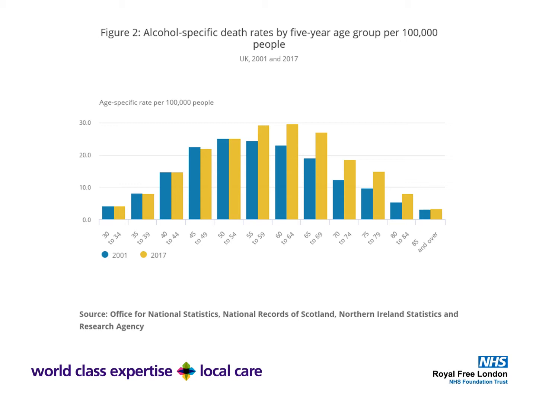When we look at the alcohol-specific death rates, again 2001 and 2017, you can see a very wide spread. In fact, for those of you that are statistically minded, you'll recognise almost a bell-shaped curve. You'll notice that the deaths are relatively similar across all age groups from 2001 to 2017. They start to incline fairly significantly at the age of 40 all the way up until the age of 75.